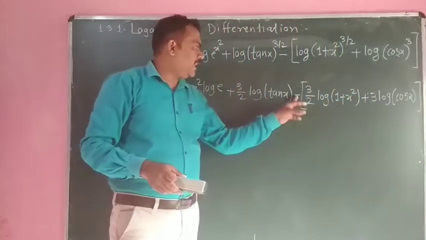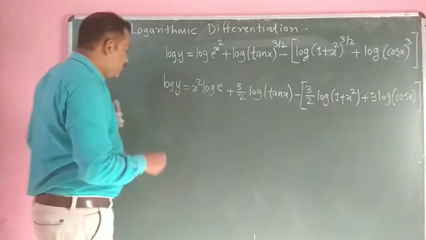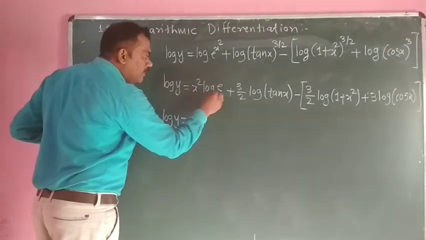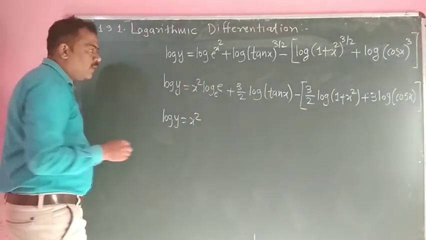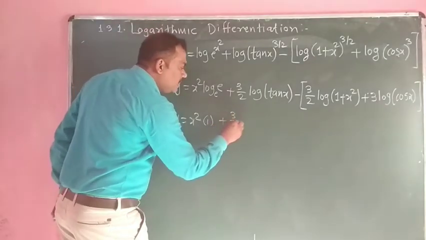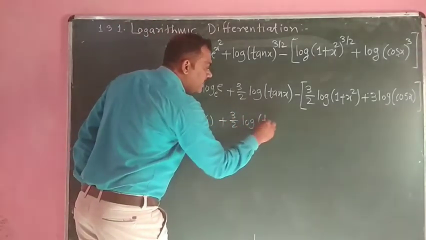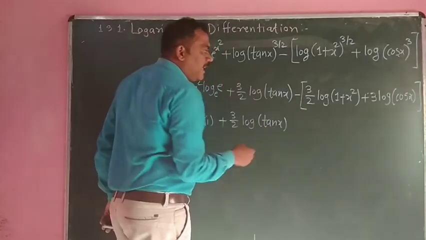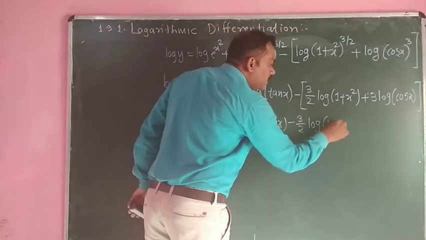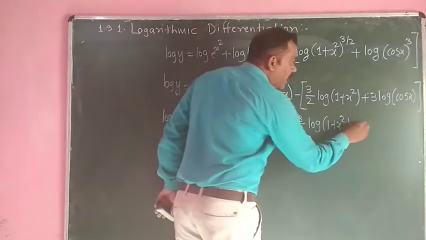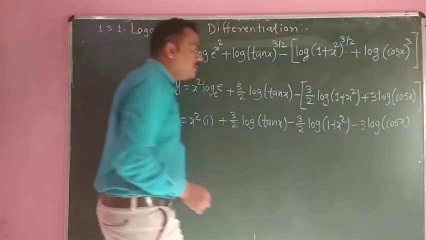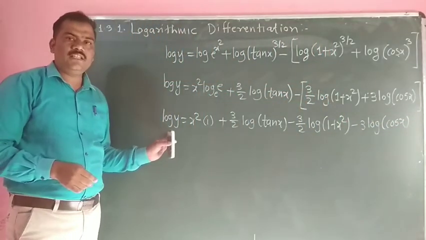If we open this bracket, the minus sign goes inside, so that we get log of y is equal to x square. Here log of e to the base e, its value is 1, so x square into 1 plus 3 by 2 into log of tan x. We open this bracket, minus sign goes inside: minus 3 by 2 into log of 1 plus x square minus 3 times log of cos x. This given function we have to simplify in this way.